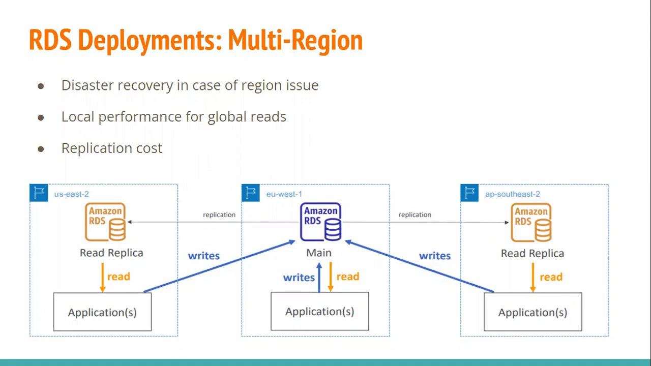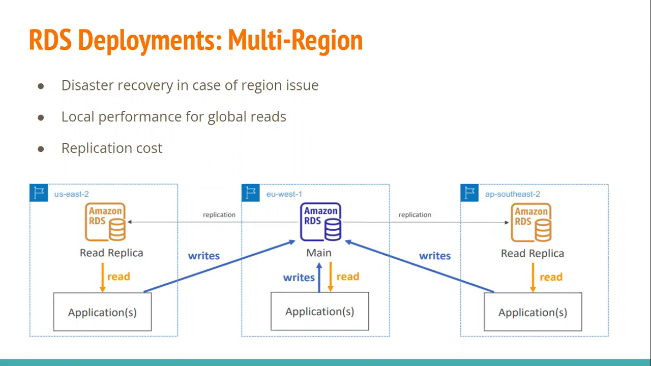To consider, replication cost is higher, because if you use multi-region or multi-availability zone, it will cost you more than normal. Then it helps with disaster recovery in case of region issues. This is helpful if one region goes down, because two other regions are also available at the same time, right? So you can access the services using the different regions.